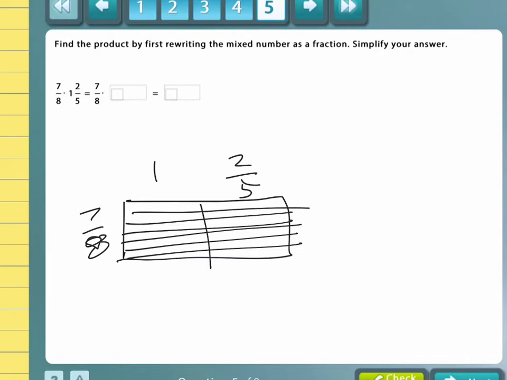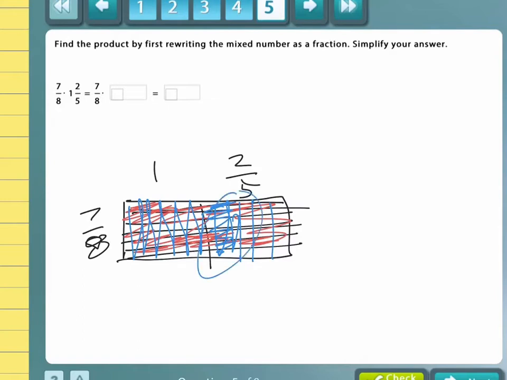1, 2, 3, 4, 5, 6, 7. One more. 7/8. So I will be shading in 7/8 of those, like that. And then here I have one whole, so that whole thing is shaded, and 2/5. So I split these into fifths, and I shade 2/5 of them. It's a little messy, but hopefully you can see what I did.